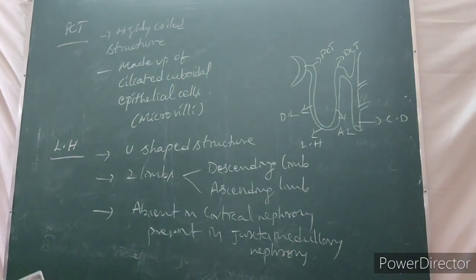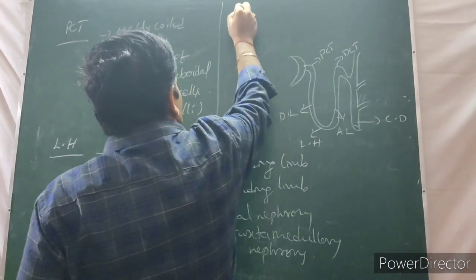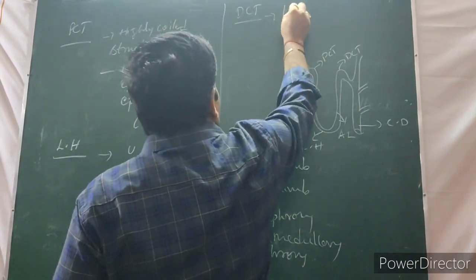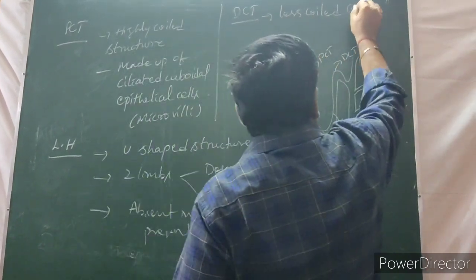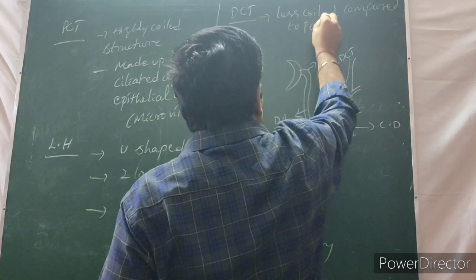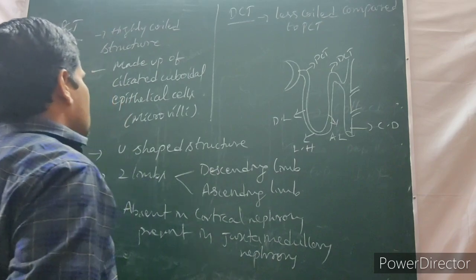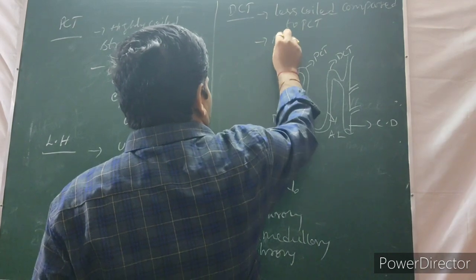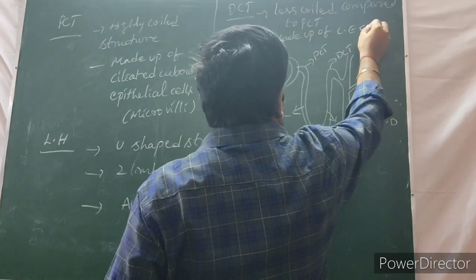The next one, DCT. What is the importance of DCT? Distal convoluted tubule. It is less coiled compared to the proximal convoluted tubule. It is made up of cuboidal epithelial cells.